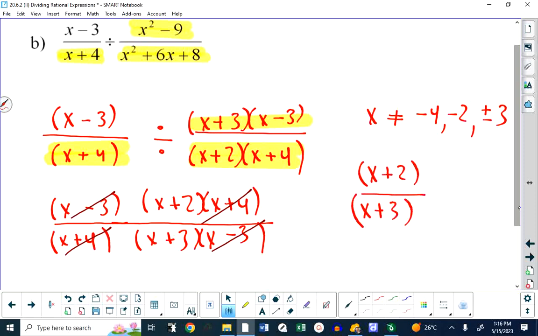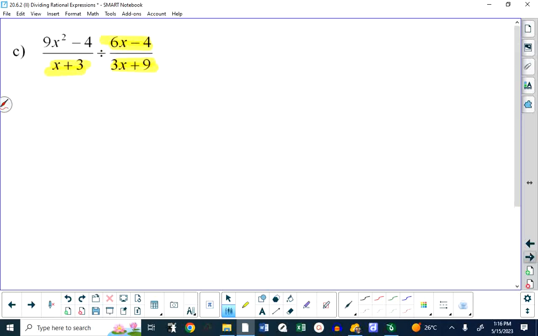With those non-permissible values. Any questions with that one? Factor, flip, cancel. Let me just show you what would happen if we flipped first. Okay? If we flip first, and this is okay, I think there's a little bit of an issue with it.